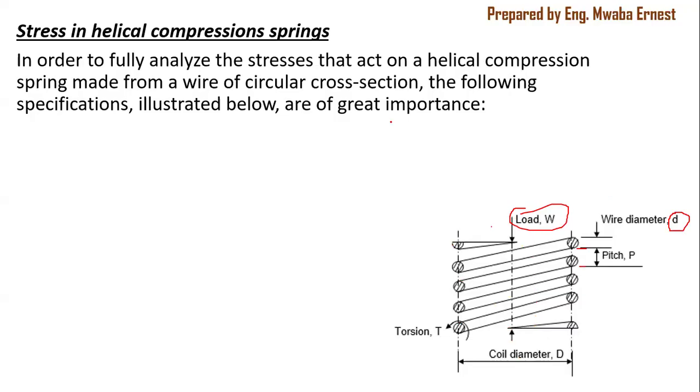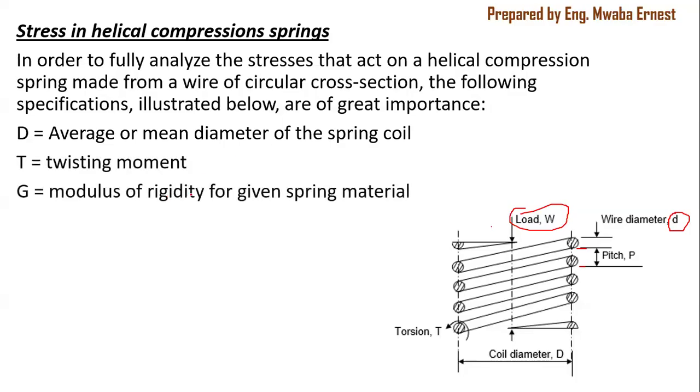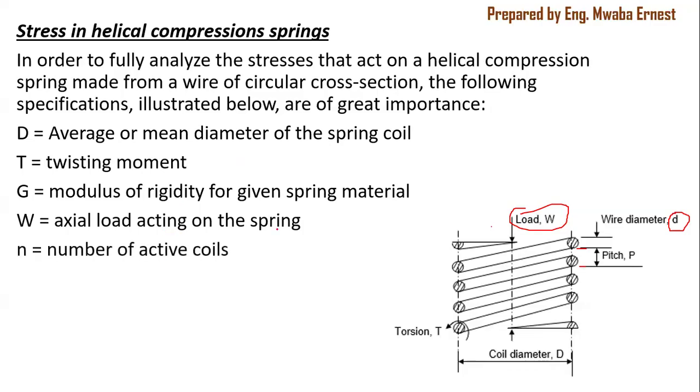And what you see here now is us talking about the specs that we consider important when sizing a spring or specifying the parameters of a spring. D, this one we've already talked about. T, the twisting moment or the torsion. G, that's the modulus of rigidity. Then we also have W, the actual load acting on the spring. Then we have N, the number of active coils, and C, the spring index.